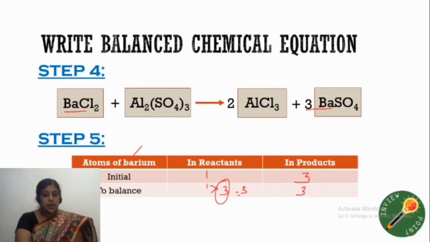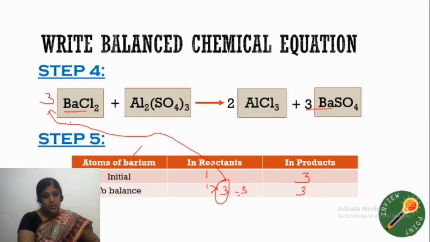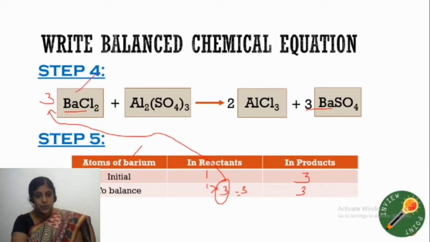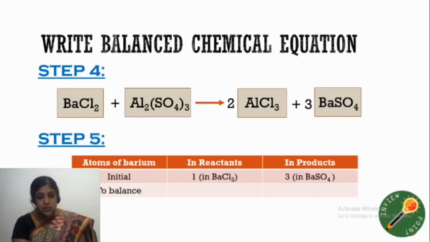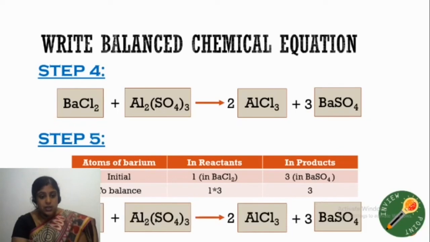So we are multiplying the reactant side with the value 3. So write this 3 outside the box of the reactant side BaCl2. Okay, so now the equation becomes how much? 3 BaCl2 plus Al2(SO4)3 gives 2 AlCl3 plus 3 BaSO4. Is it clear, students? Okay, so what is the next step?